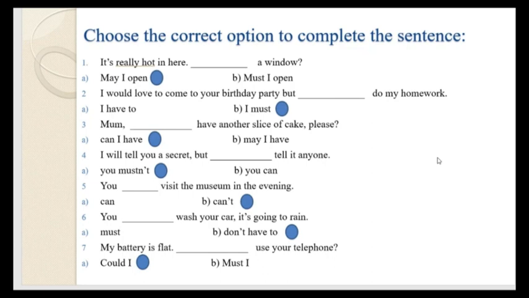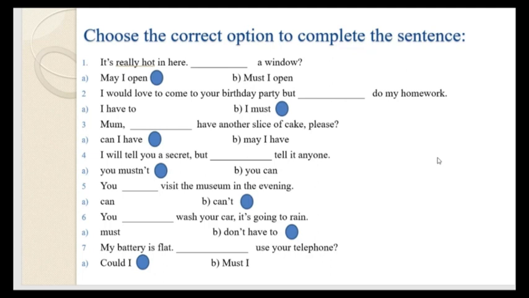2. I would love to come to your birthday party, but A. I have to, or B. I must do my homework. Yes, B. I must do my homework.